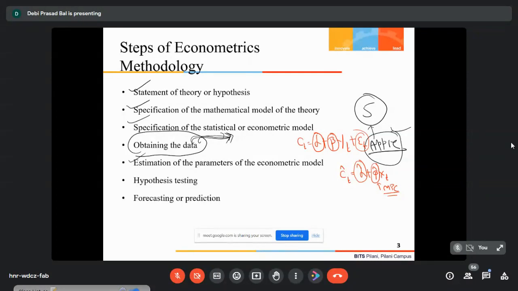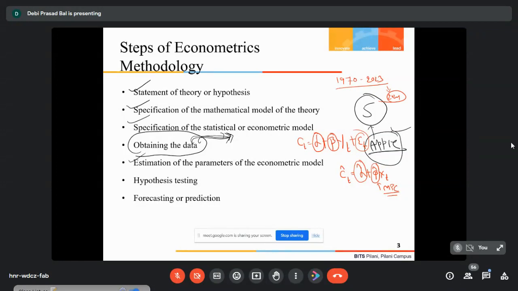Next step is forecasting. Once you have fitted the best line, your next job is to forecast or predict for the future. For example, T is nothing but a time period. Let's say you have time series data from 1970 to 2023, then you can forecast 2024.